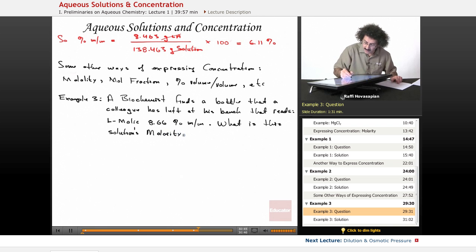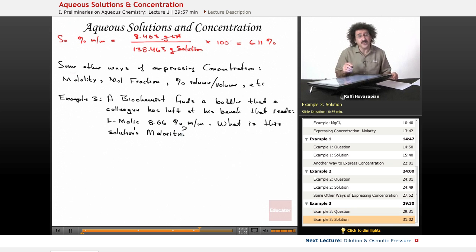Molarity. So, a biochemist goes to his colleague's bench and he finds this bottle that says L-malic 8.66% m/m. So he knows that it's a malic acid solution, 8.66% by mass. He wants to know what the molarity is. What is this solution's molarity? Okay, so in this particular case, we're going to be going from one expression of concentration to another.